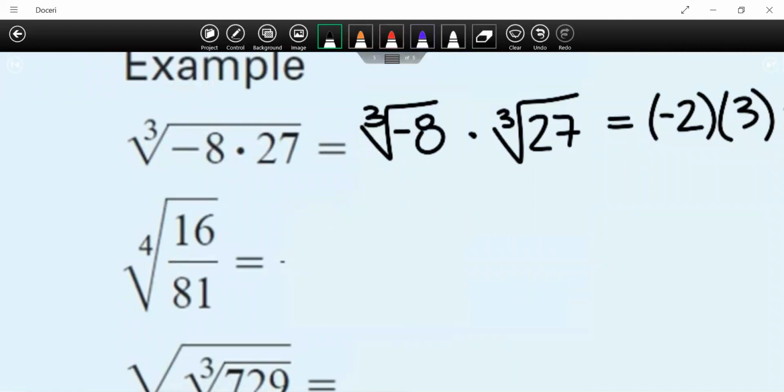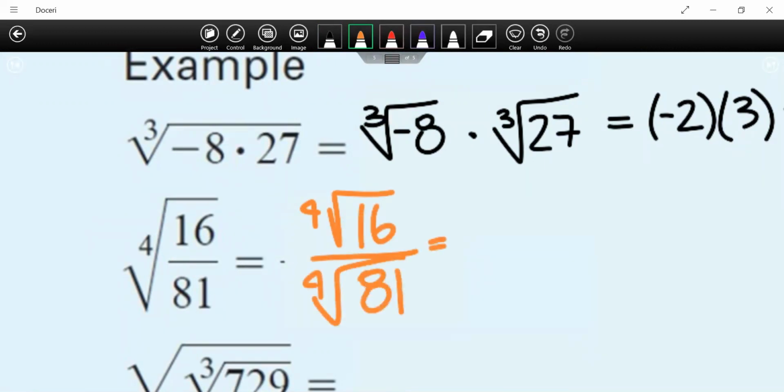This second property tells me that if it's a ratio inside of a root, we can separate them as well because they're underneath the same root. Exactly what we're going to do will be the 4th root of 16 over the 4th root of 81. 4th root of 16, 2. 4th root of 81, 3.